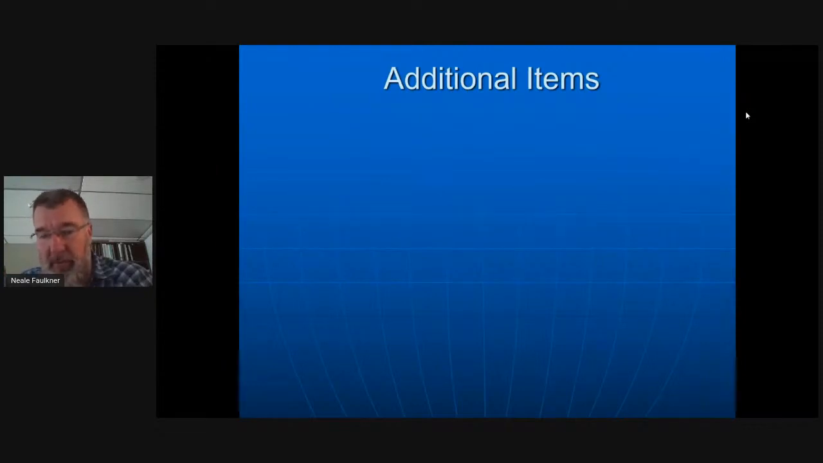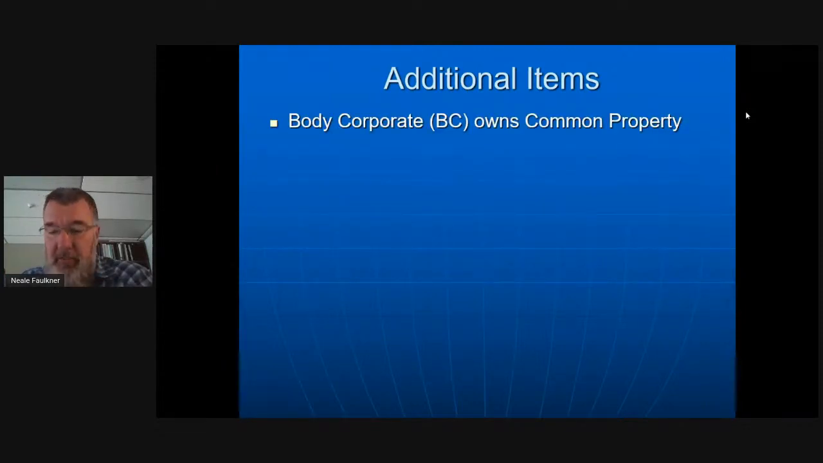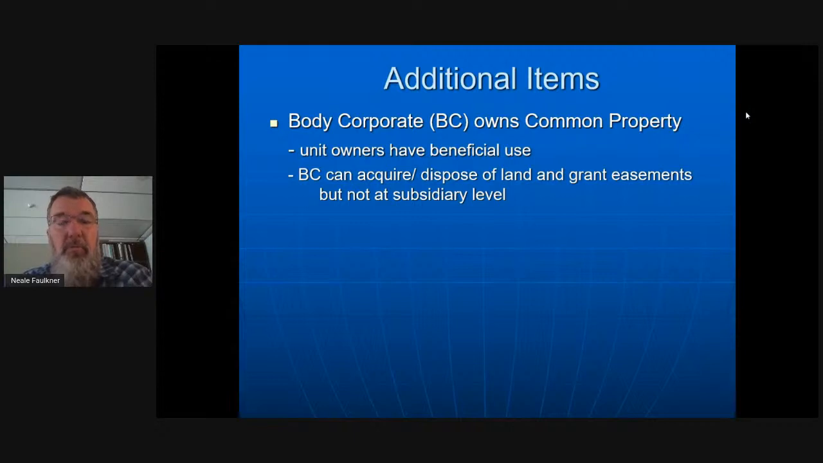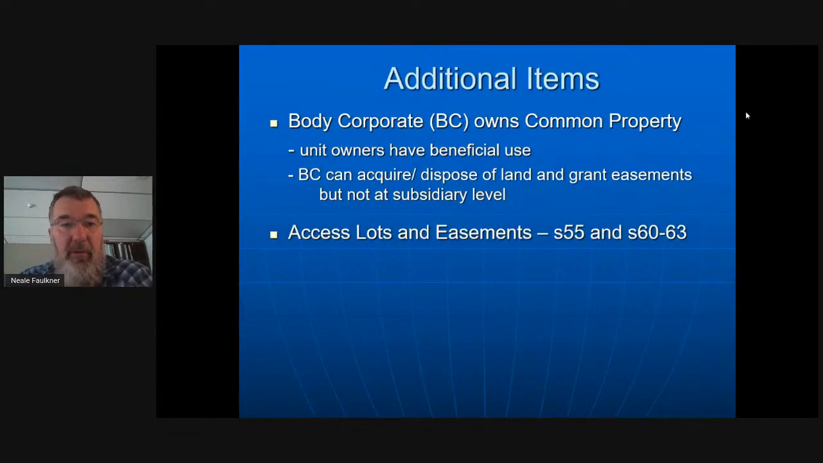What am I up to? Oh, some additional items. As I mentioned before, the body corporate owns common property. The unit owners have a beneficial use of that common property, but the body corporate owns it. So the body corporate can acquire and dispose of land, and it can grant easements, but it can't do that at subsidiary level. It only happens at the head level, for logical reasons.